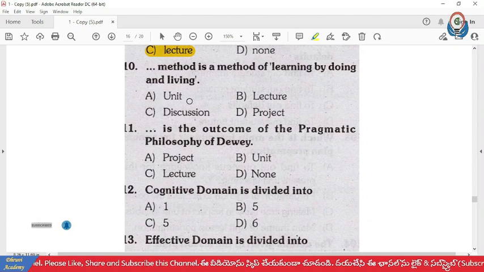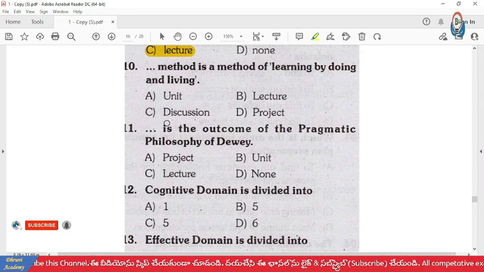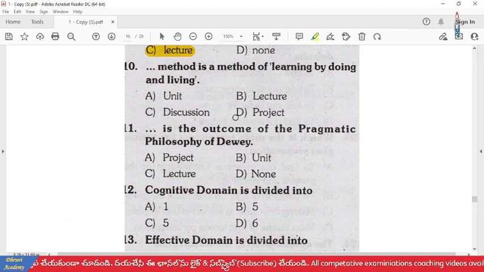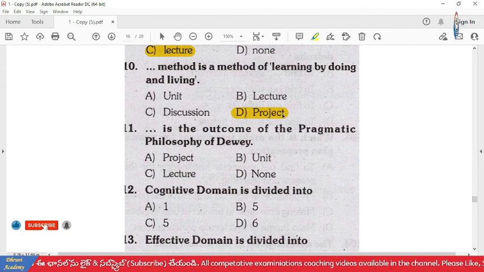Dash method is a method of learning by doing and living. A. Unit, B. lecture, C. discussion, D. project. They are saying learning by doing, and it is the project method. The project method is a method of learning by doing. This is the right answer.